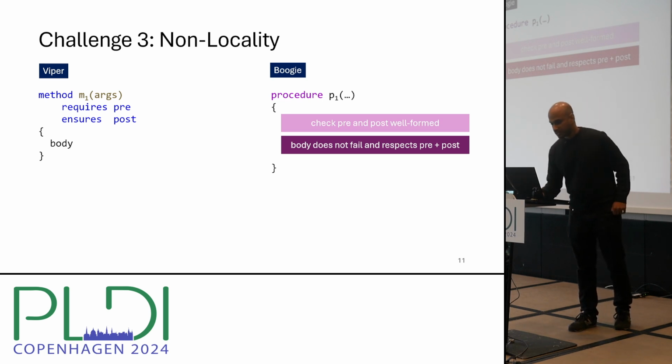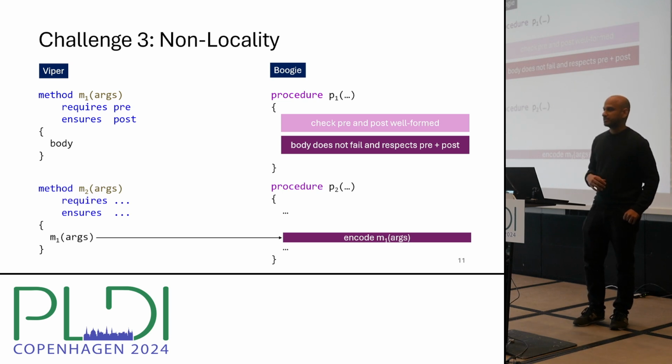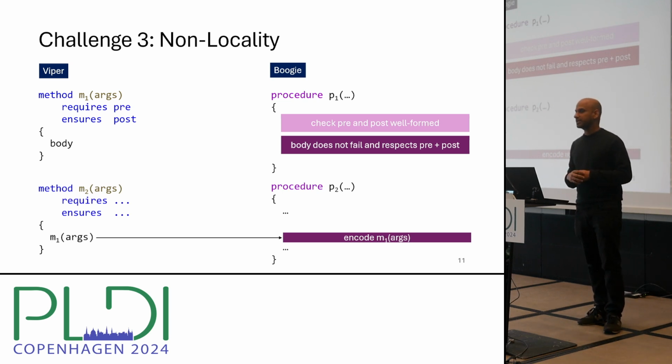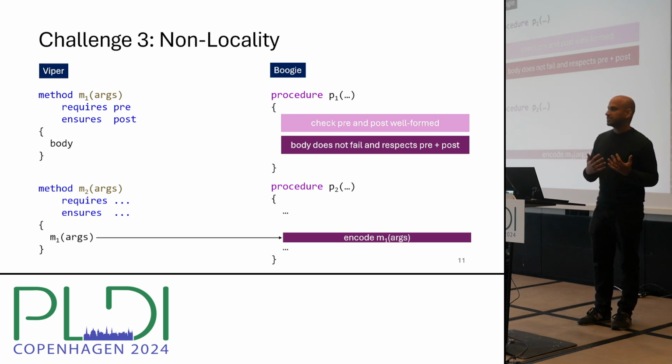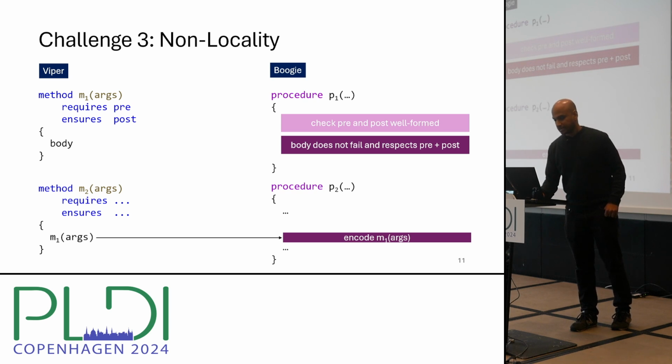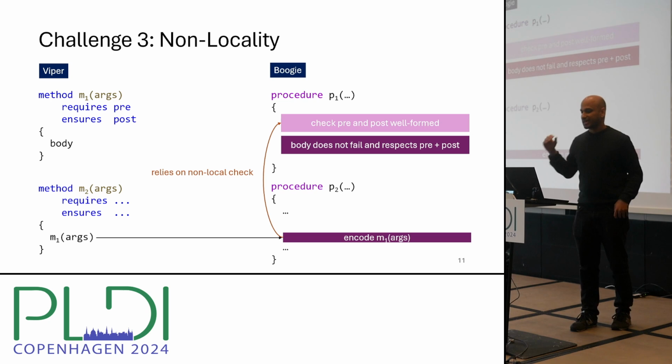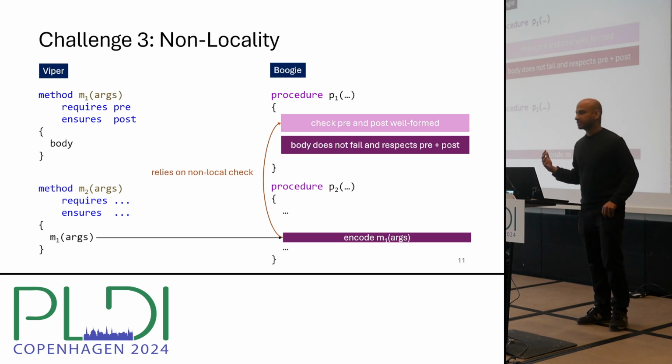Now you can, of course, define a second Viper method that calls this first Viper method M1. Then you get the corresponding Boogie procedure that encodes the second Viper method. And the call to the Viper method needs to be somehow encoded in this Boogie procedure, so the second one. And what's challenging is that the soundness of this encoding of this call is sound only if the pre and post condition of this first method are well formed.